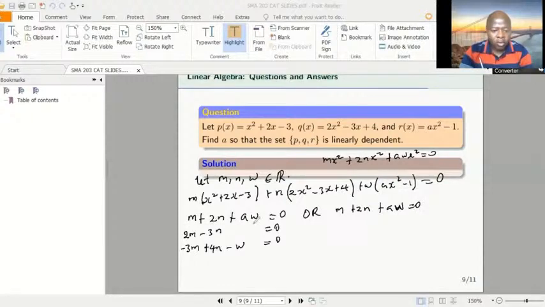Multiply equation 1 by 2 and subtract from equation 2. This by 2 is 2m. Subtract from 2m, you have 0. This by 2 is 4n. Subtract from negative 3n, you have negative 7n. This by 2 is 2aw. Subtract from 0, you have negative 2aw.